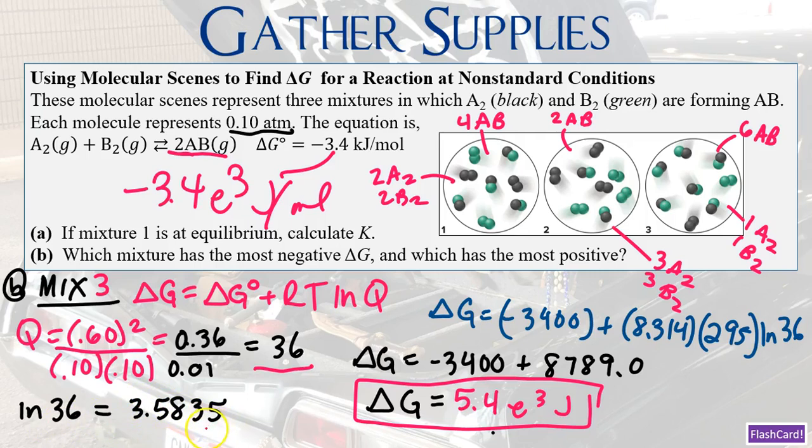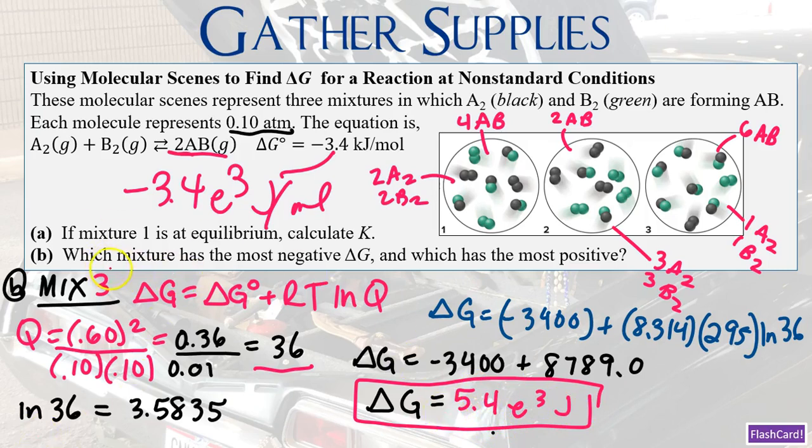Okay, folks? So now let's go ahead and plug everything back into our non-standard expression. We have negative 3,400 plus 8.314 times 295 times the natural log of 36, which we know is 3.5835. So when I multiply all these numbers together, I get 8,789.0. I'm going to add this value to negative 3,400, and I get a delta G is equal to 5.4 times 10 to the 3 joules. As you can see, this is a positive number.